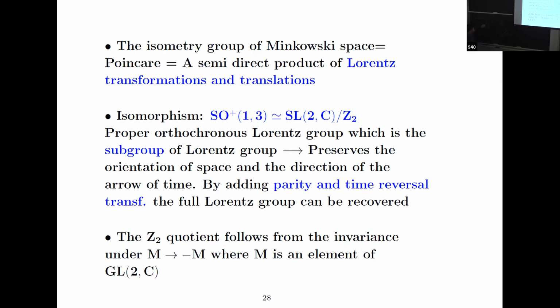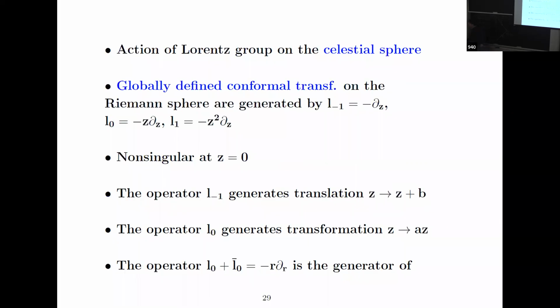Here the Z2 arises because A, B, C, D are elements of SL(2,C), the complex numbers, so if you change the signs, then we have the same action in this expression. Okay, so now this is the usual content in a conventional textbook.